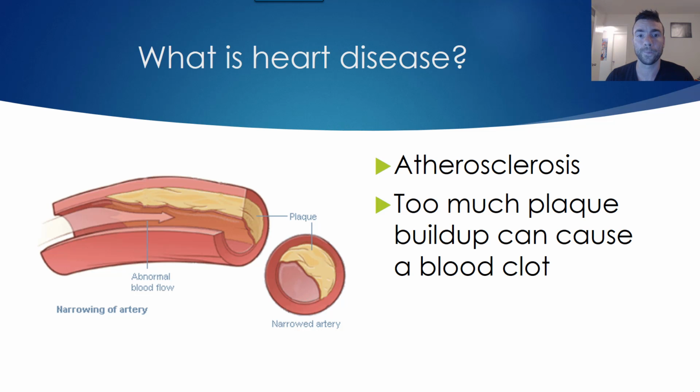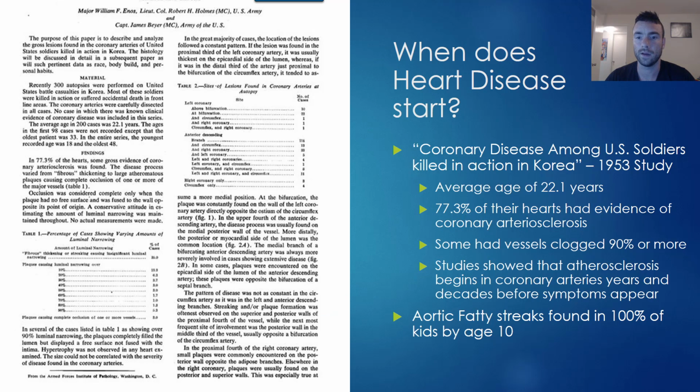So first of all, what is heart disease? Well, heart disease or atherosclerosis is the hardening of plaque in your arteries. So if too much plaque builds up in your arteries, blood flow can be prevented from flowing, and it can lead to a blood clot, which is commonly known as a heart attack. So this is really how heart disease leads to death among individuals, and we'll see in the next slide.